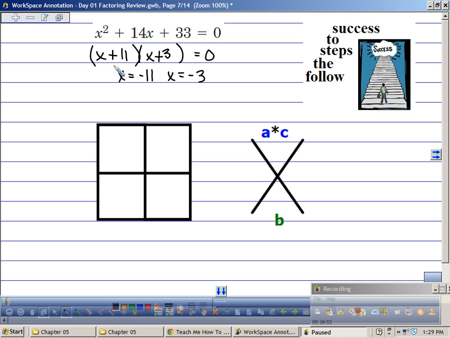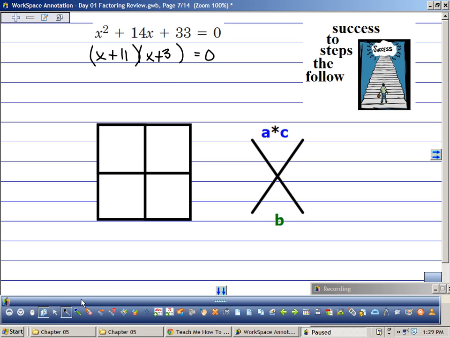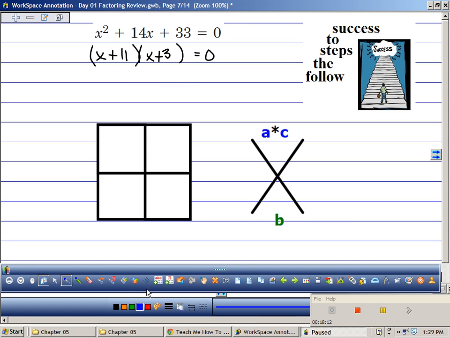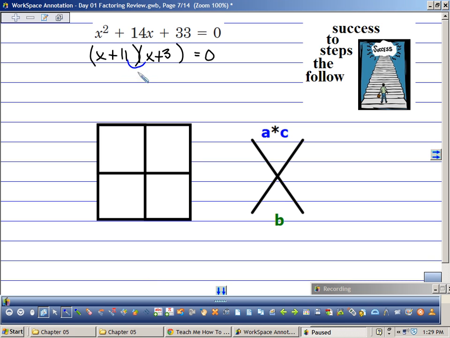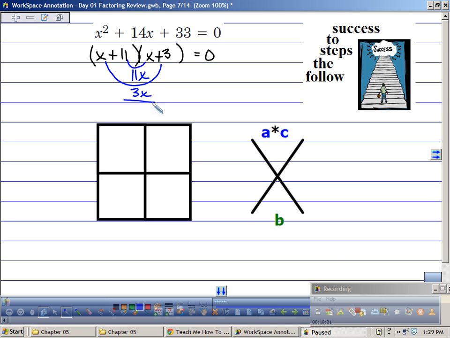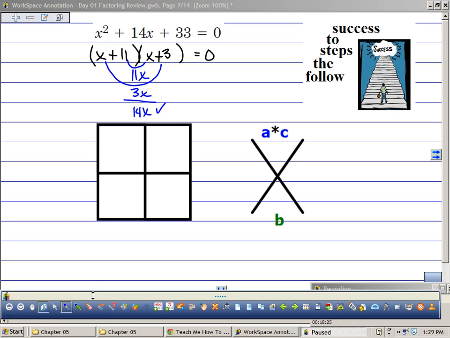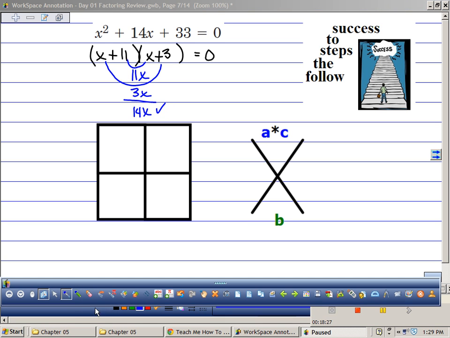Right? See that? Okay, we got to do our rainbows and checks. Because if you're going to use this method, you got to show me rainbows and checks. So I've got 11x and I've got 3x, which makes 14x. Check. Do you see that, Nicole, how I did that?